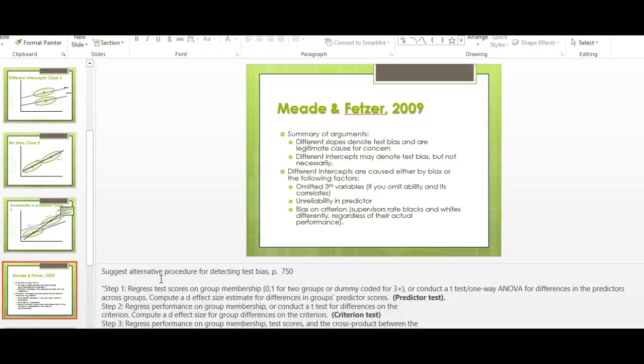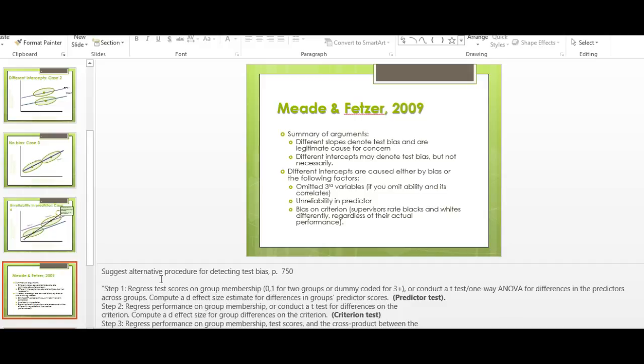But Mead and Fetzer do have a way. Okay, so to review, a summary of their arguments: differential slopes always denote test bias, so that's important to note. So that is always an issue. But different intercepts, that is another case.